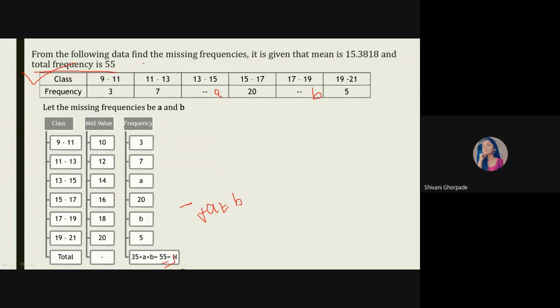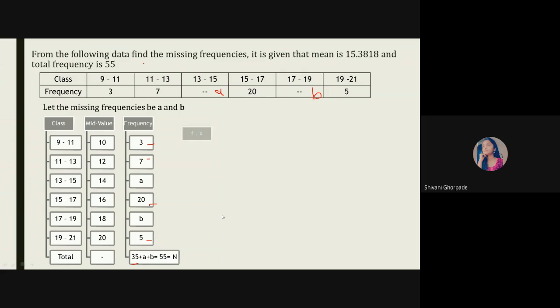An alphabet that has a coefficient, don't add it to your numbers and don't multiply it into your sentences. So as it is, we kept a and b as they are, a plus b, and we take the total of the other numbers, and it is 35. 35 plus a plus b is equal to 55.